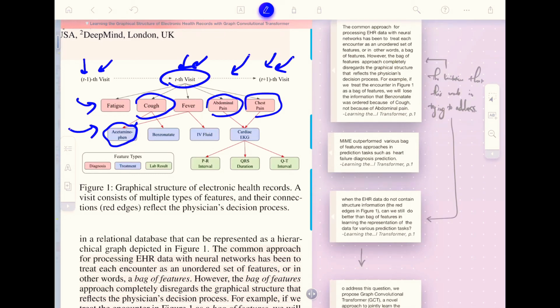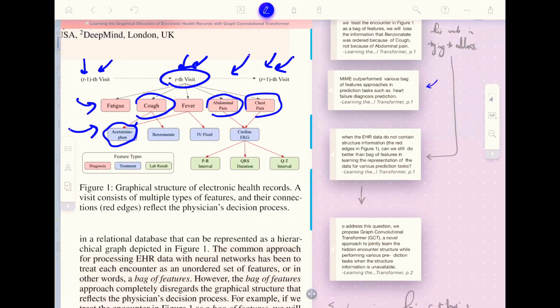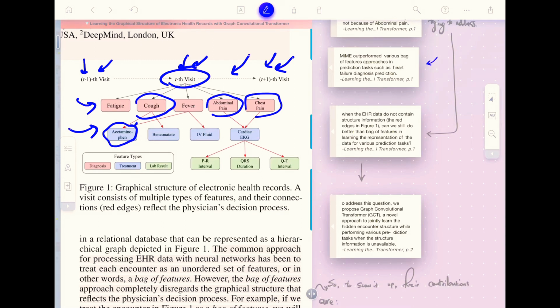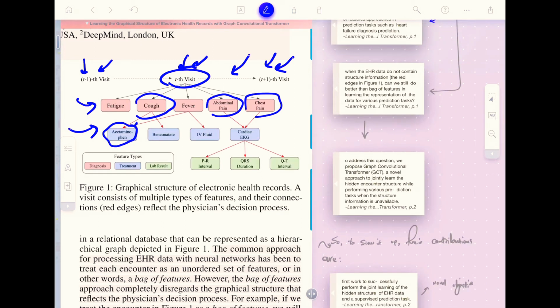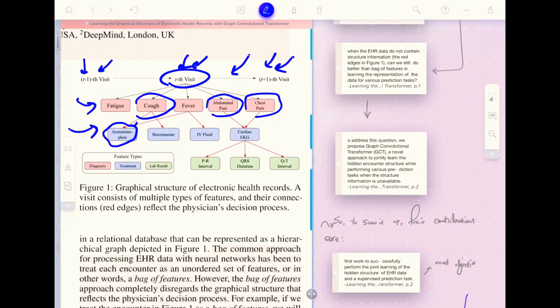There were previous works by the same authors that tried to outperform the bag of features approach in different tasks. But mostly EHR data do not contain structural information. The question here is, can we also attempt to learn the structural information and do that for enhancing the final performance? To address this question, they have proposed graph convolutional based pipelines, and they also proposed baseline pipelines and investigated different experiments with them.